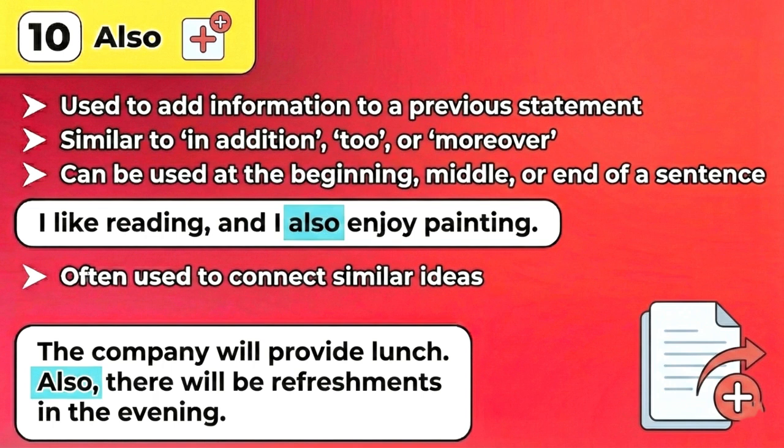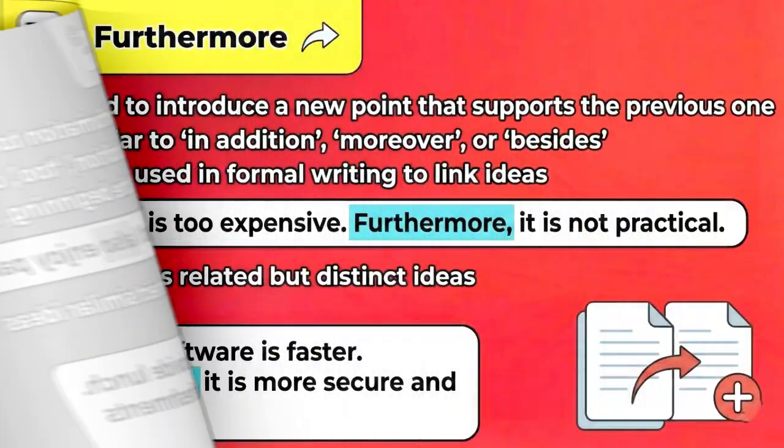Also is a very common and useful word. It helps add extra information naturally. You can use it in daily conversation as well as in formal language. Using also makes your sentence more complete and fluent.